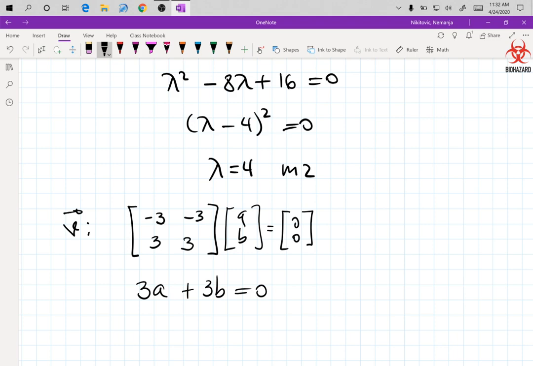And from there, we can only get the vector negative 1, 1, or 1, negative 1, whatever way you want to write this. There are no other options for a vector. Every other vector that you write is going to be linearly dependent there, right? So this is called something that's defective, because you cannot come up with another vector like we did in the past.